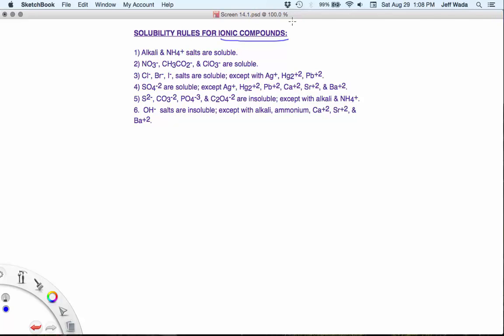Okay, so the first rule says alkali and ammonium salts are soluble. The word salt is another chemistry term that represents ionic compounds. So it's saying any ionic compound that has an alkali metal, those are any elements in the first column of the periodic table, starting from lithium. Of course, you always exclude hydrogen, but we have lithium, sodium, potassium, rubidium, cesium, and francium. Or if the ionic compound contains ammonium, they will dissolve.